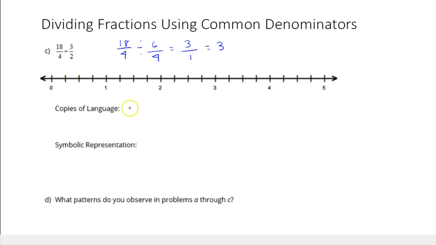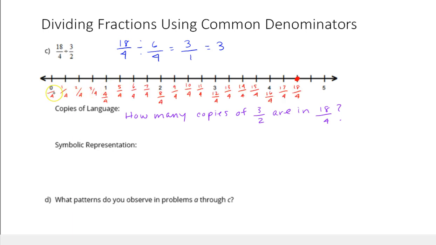And our copies language is how many copies of 3/2 are in 18/4. Okay, so here's our number line. We have the whole numbers labeled, and each whole number is broken into 4 equal pieces. So let's label this.